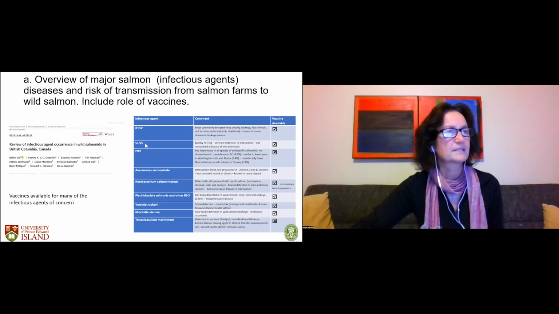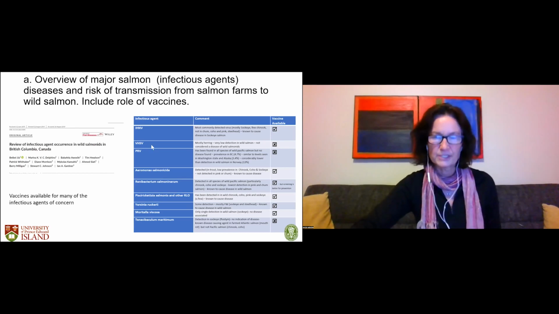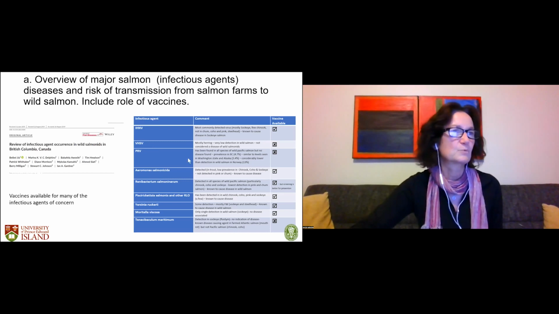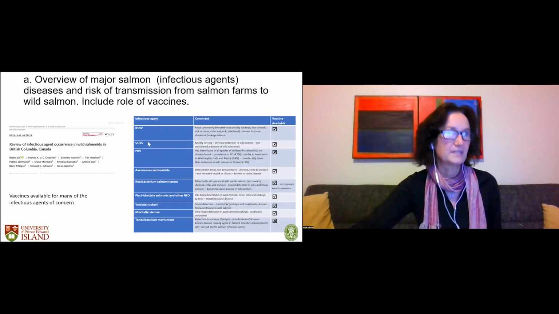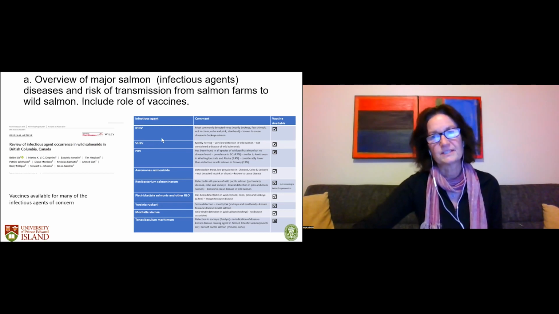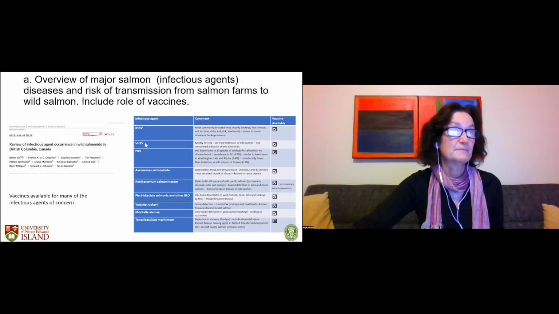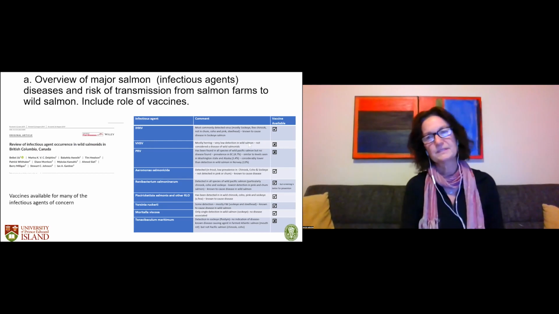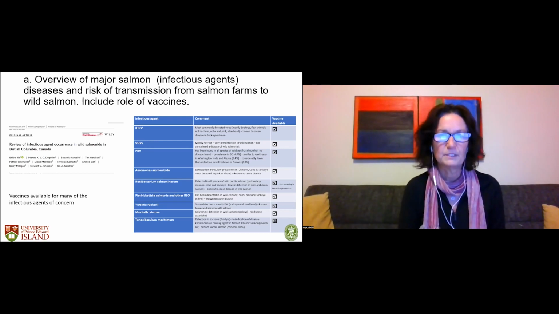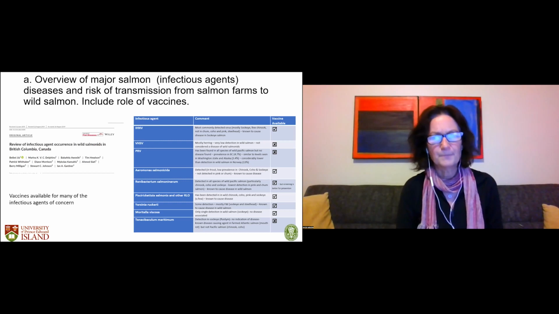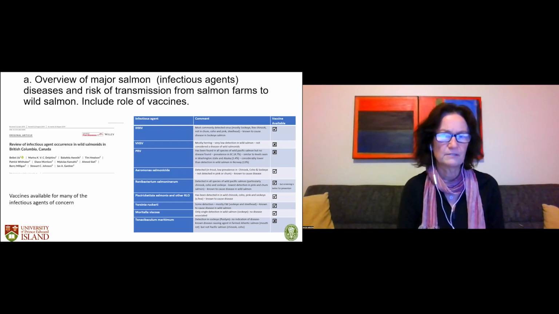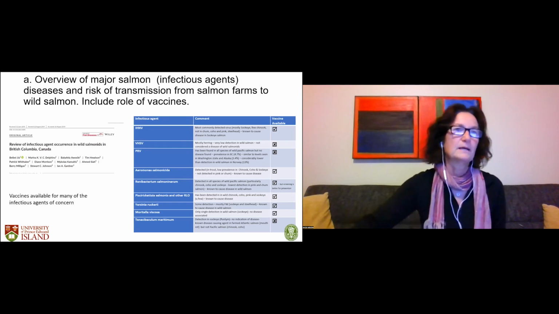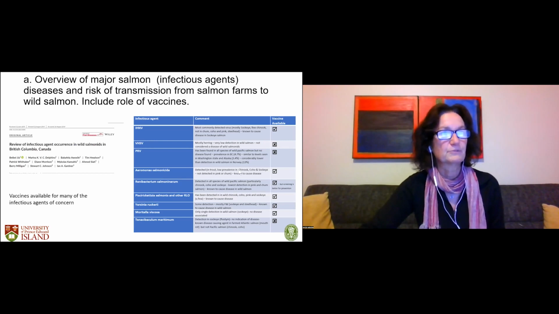The next virus for which there was some literature on its occurrence in wild fish was VHSV, viral hemorrhagic septicemia virus, and it's mostly a herring disease. You can sometimes find it in farm salmon. It's not a big disease of concern in farm salmon, and it's definitely not a disease of wild salmon. There is no vaccine currently available for this.